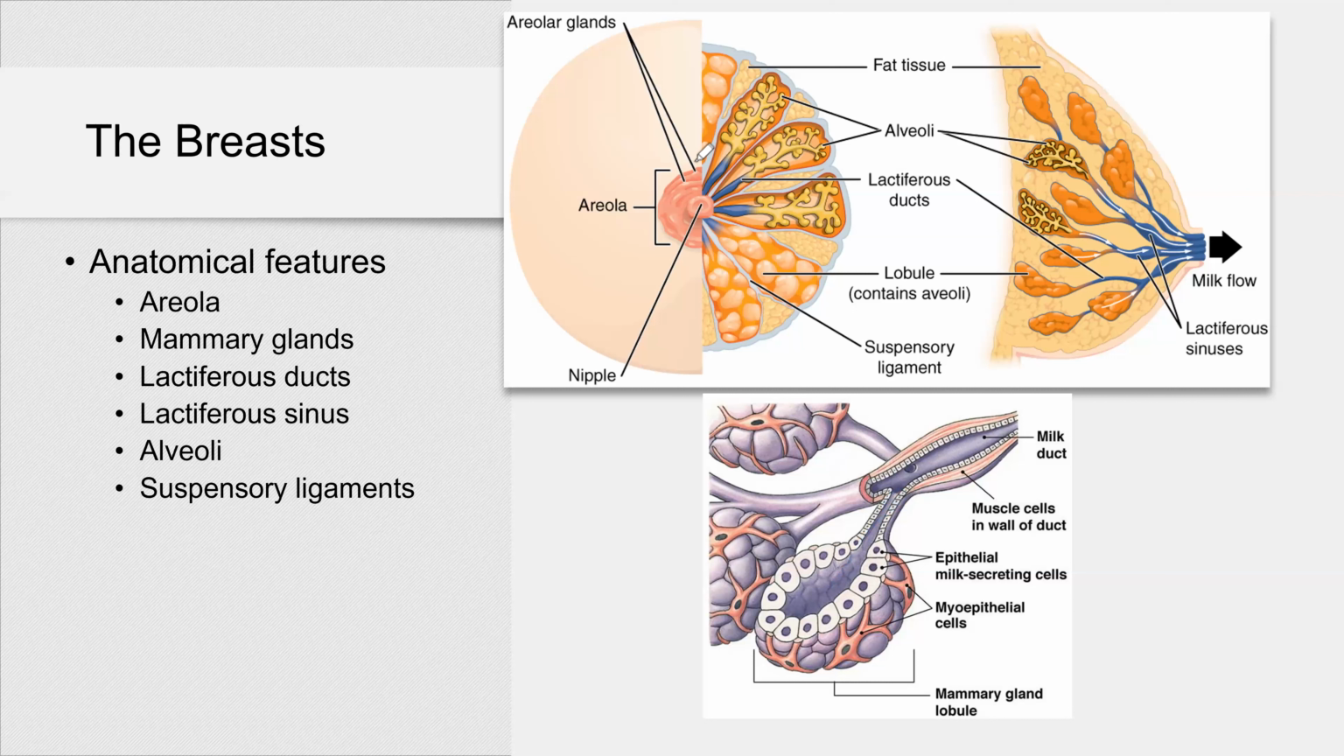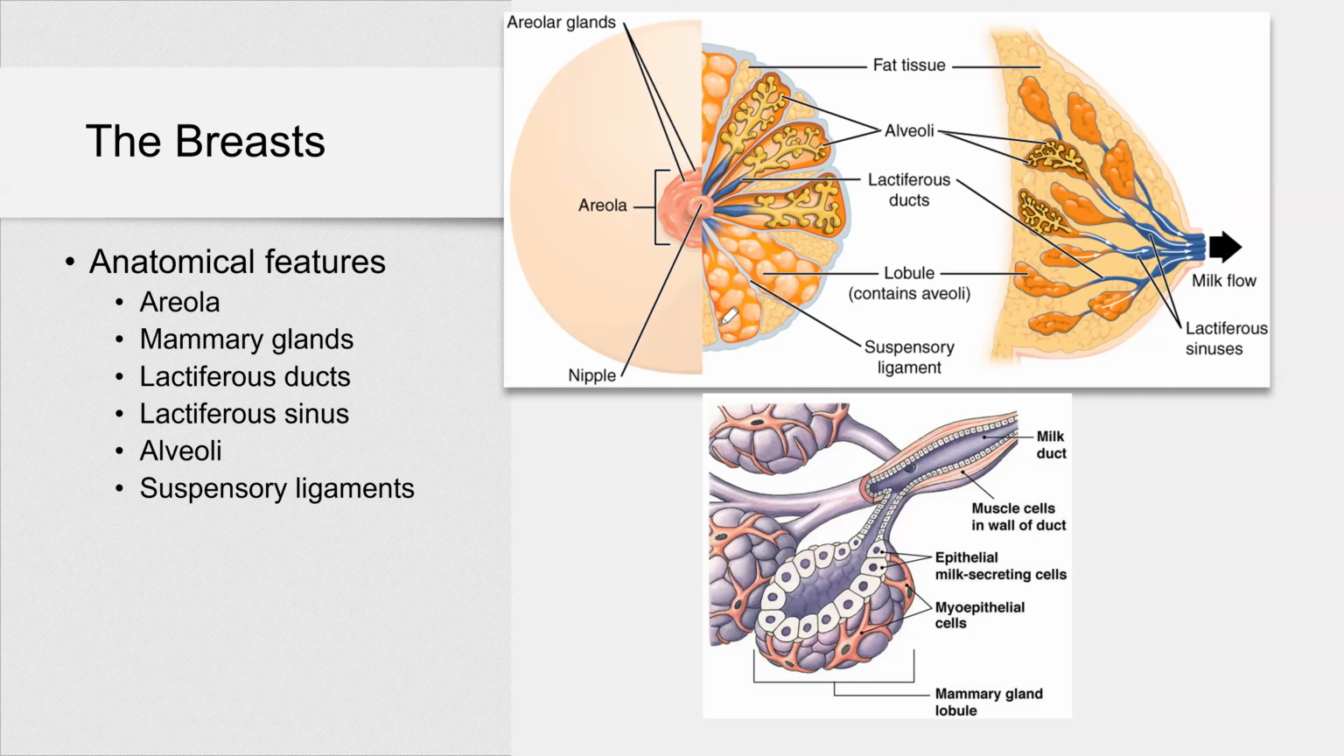This colored part is called the areola. We do have areolar glands. Here on the lateral sides, you can see our mammary glands. Those are mammary glands, and they have those tubes. We call them lactiferous ducts, right? So we have lactiferous ducts, and then those ducts bring milk to the lactiferous sinuses, and then to the nipple. And when the baby is hungry, the baby can suck the milk out of the nipple.